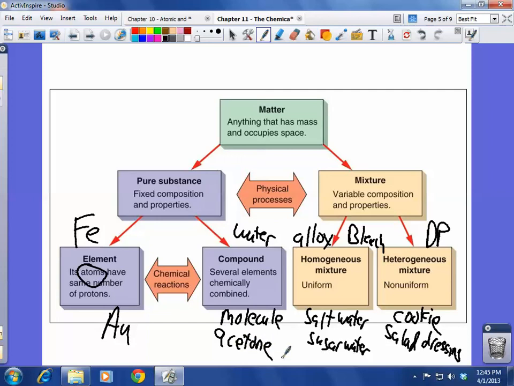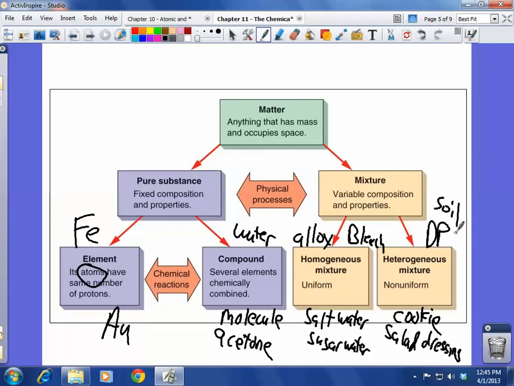Soil. Okay, soil. What do you guys think? Heterogeneous, separated. Yeah, that's probably true. If we go up there and pick up a handful of dirt, we can definitely see that there's different parts to it. Even if it's all the same color, we can see that there's maybe little chunks. So soil would definitely be a heterogeneous mixture.